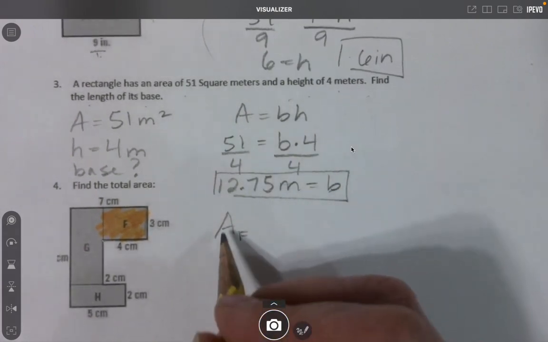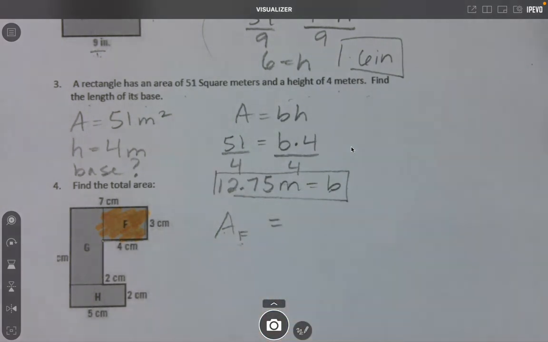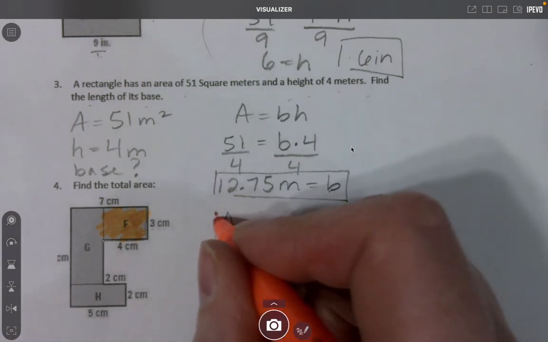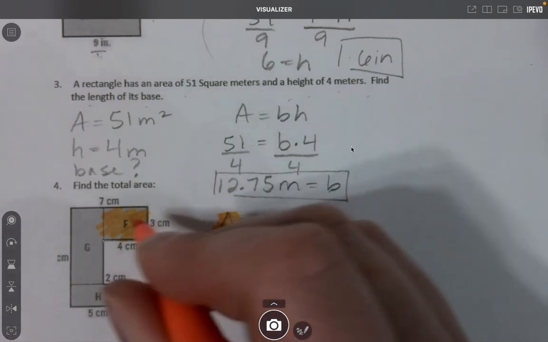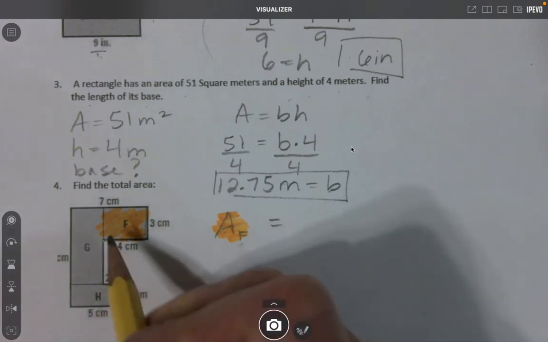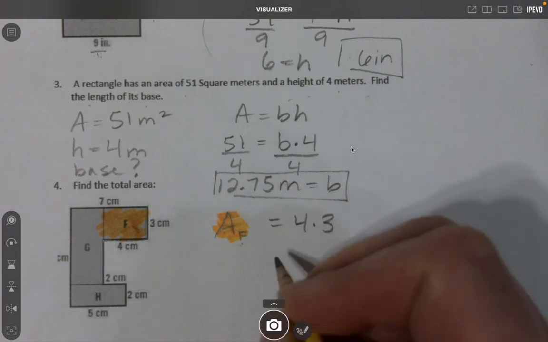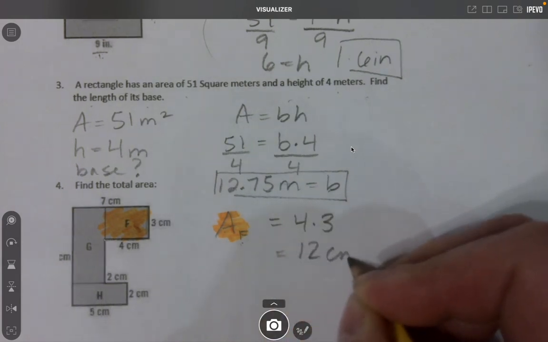And so I'm going to write a big A for area, and then the subscript F to show that I'm looking at part F. And then I think I'm even going to use the same color on it just to kind of highlight it. That way I can match the two of them up. The color is easier to match up. And so we decided our base was 4 and our height was 3. And so 4 times 3 is going to be 12 centimeters squared.